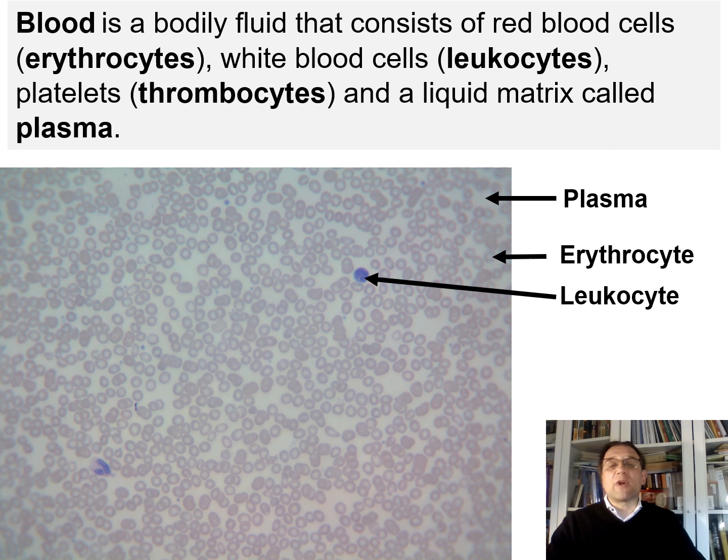Blood is a type of connective tissue. It is a bodily fluid that consists of red blood cells, or another word for them is erythrocytes, and that's how I want you to remember it. White blood cells, and the college name for them is leukocytes, and platelets. Another word for platelets is thrombocytes. And also it consists of a liquid matrix called plasma.